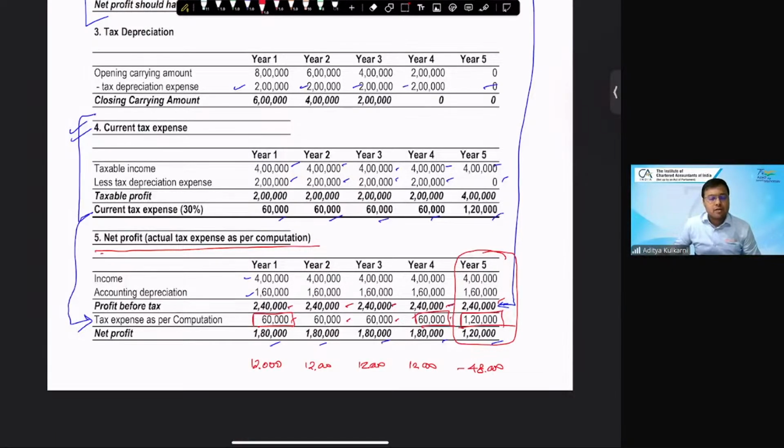12, 12, and 48, did you follow? So are you seeing a pattern? Each year, I have a reduced income tax by 12,000. Yes, because of the accelerated depreciation, my tax liability has reduced by 12,000 per annum. And in the fifth year, there is no tax depreciation because my asset is fully depreciated. So therefore, there is an increase in the tax expense by 48,000. Are you able to understand this?